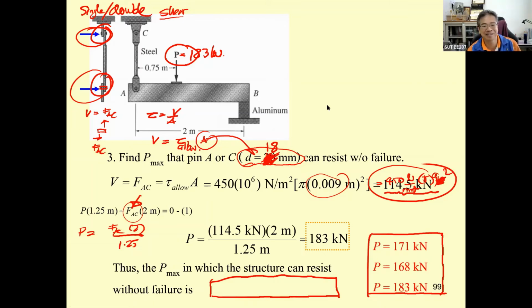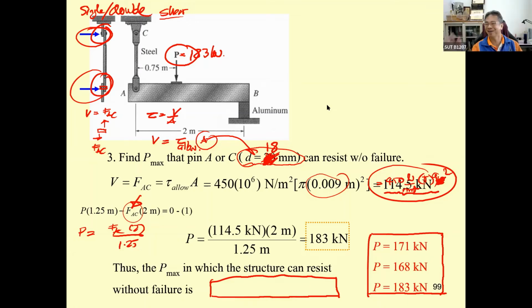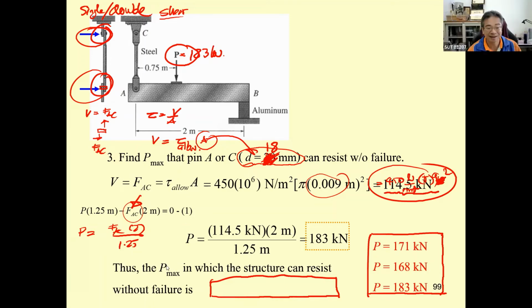Oh, many people answer me. 168, the lowest one. Why? Why is it the lowest one? Thanapon says it's going to be the lowest one. Lisa said it's going to be the lowest one. Why? Why is it going to be the lowest one? You're going to find the P max. See? And then why do you answer the lowest one? See, guys, you are looking for the P max. Why do you answer me the lowest one?